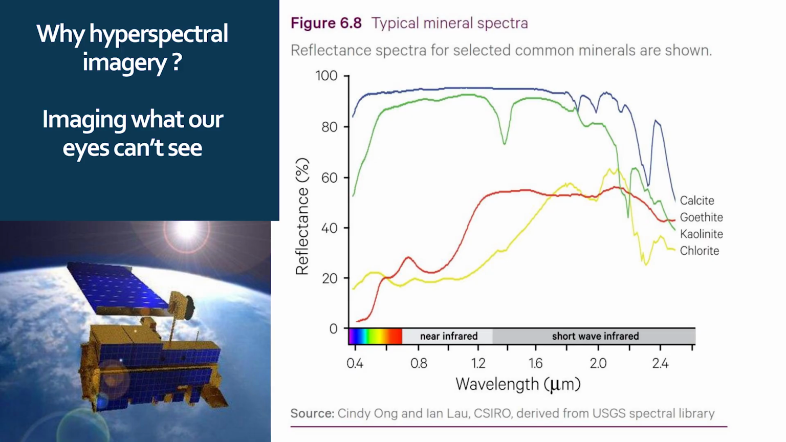Okay, so the question is, why hyperspectral imagery? Well, this is a wavelength map that shows what our eyes can see in the red, green and blue. But there's a whole pile of other wavelengths there in the electromagnetic spectrum that these satellites can detect and we can use to analyse the surface materials. This is why using the hyperspectral data, you can get a lot more information from it.